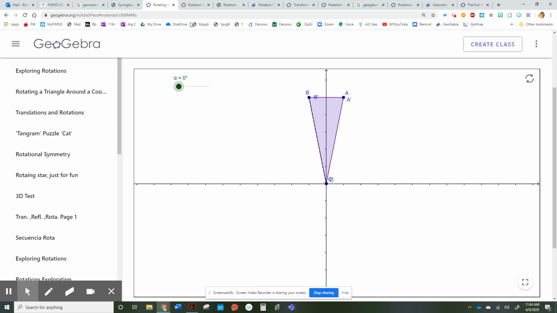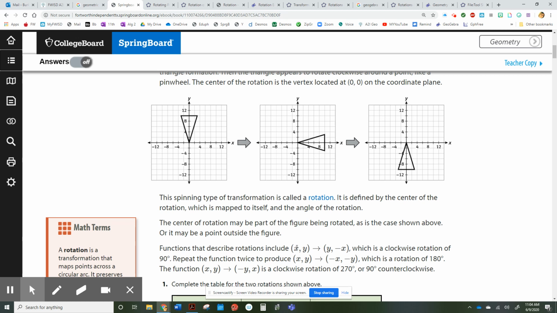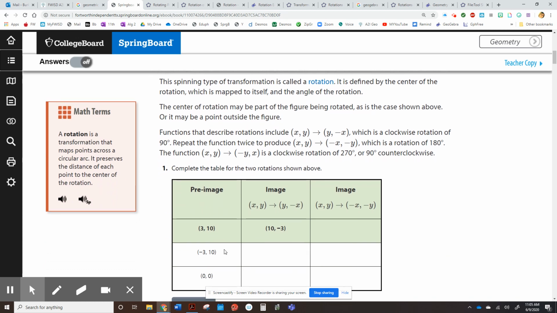Now what we're going to look at next is a bigger discussion about what this means right here. Functions that describe rotation include, okay, so you understand what they're doing right here. They're telling us about our points that are changing. So it started off being here, and then it ended up being here. So I want to get you to where you understand this, but I want to do that on another screen.